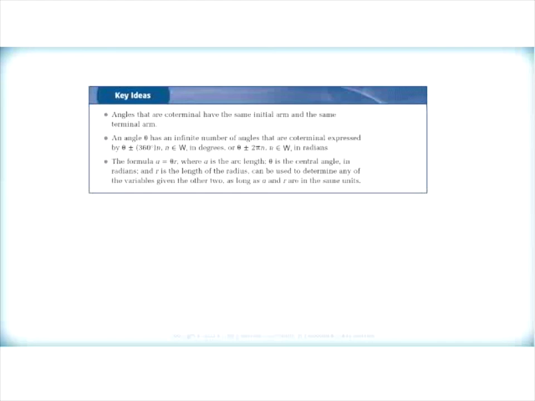Okay, key ideas. Angles that are coterminal have the same initial arm and the same terminal arm. An angle theta has an infinite number of angles that are coterminal expressed by theta plus or minus 360 n, where n is an element of W in degrees, or theta plus 2 pi n, where n is an element of W in radians. I think they're supposed to be the natural numbers here, not W. The natural numbers.